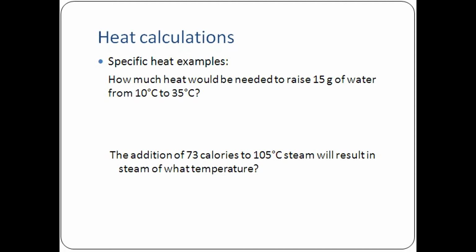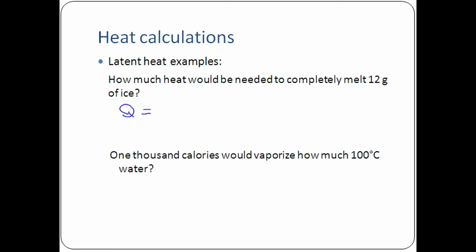That's a phase change. If we have a phase change, we want Q equals MHL. In this particular case, we're melting, so this is going to really be not HL, but rather HF, the heat of fusion. Now, this question is how much heat? So we don't know the heat, that's Q. Do we know the mass? Yeah, we do, it's 12 grams.